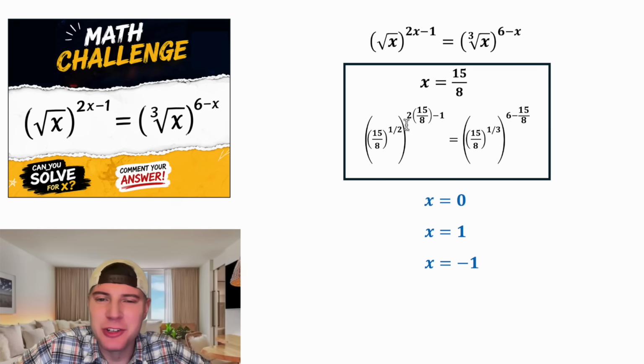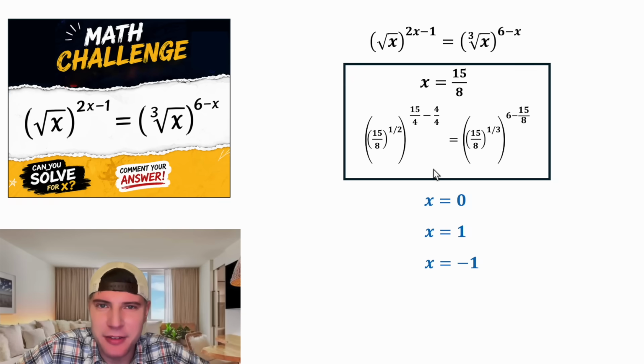Next, we can go up here. The 2 times 15/8, this 2 and this 8 are going to simplify to make this a 4. And then to do 15/4 minus 1, we can change the 1 into 4/4, and now they have a common denominator.